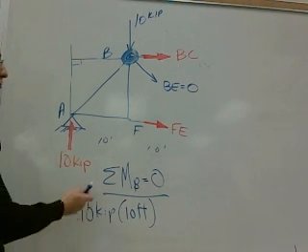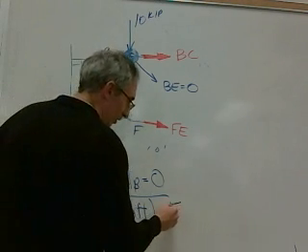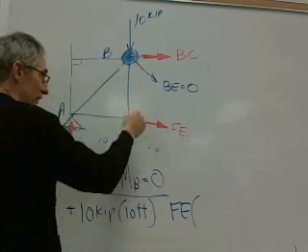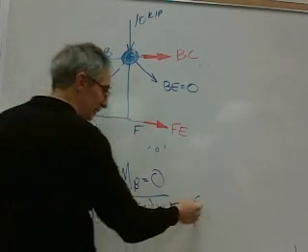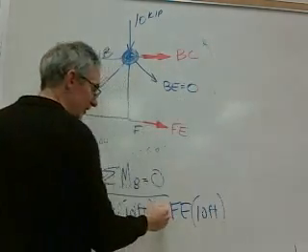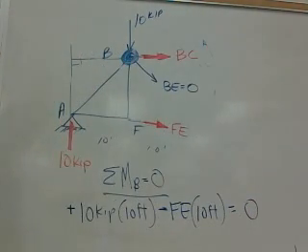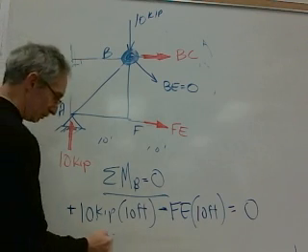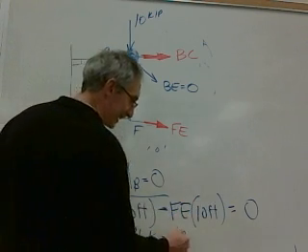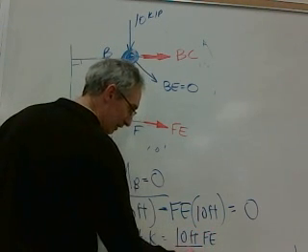What's the only other thing that you have? FE. How far away is FE from point B? 10 feet. That's going, in this case, counterclockwise. I'll call that negative. So the sum of moments equals 0: 100 foot kips minus 10 feet times FE equals 0. I'll bring this on the other side. It's 10 feet times FE. I'll divide through by the 10 feet.